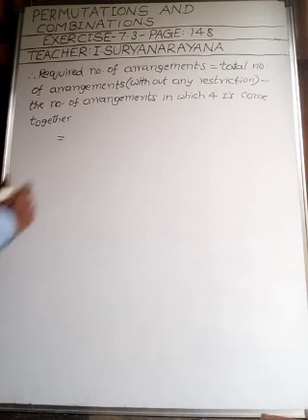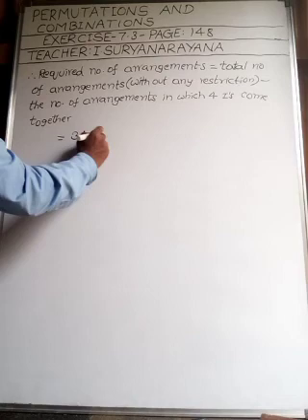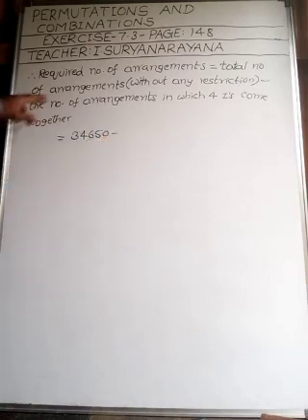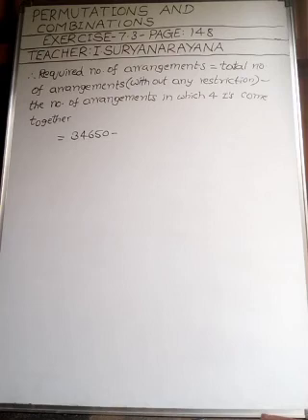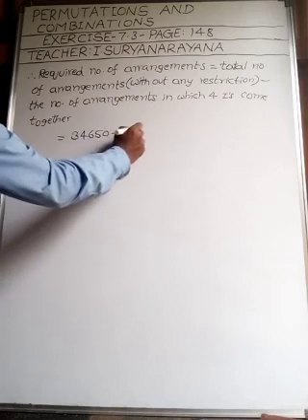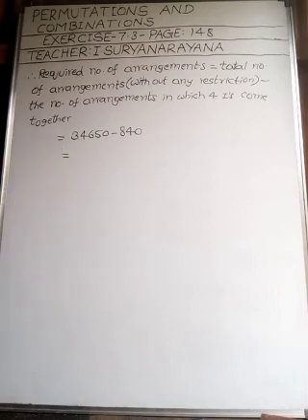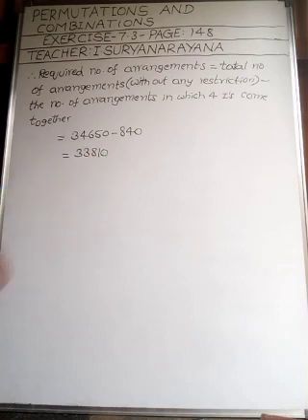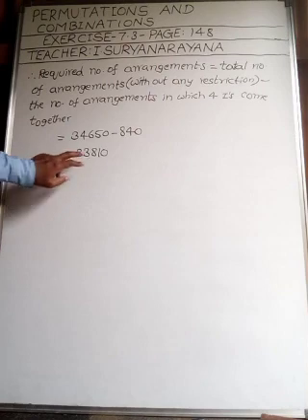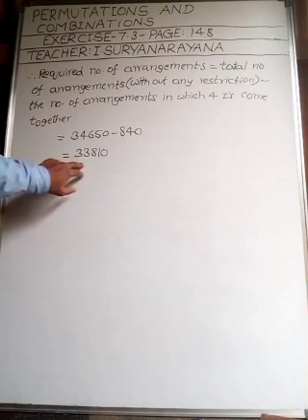We got 34,650 minus the number of arrangements in which 4 i's come together. What did you get here? 840. Okay, my children, we are using the previous results here. 34,650 minus 840. What will you get? 33,810. So this is the required number of words in which 4 i's do not come together.